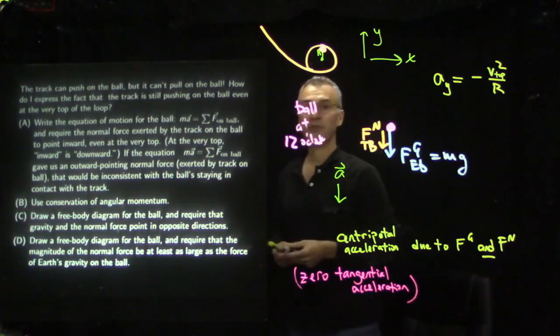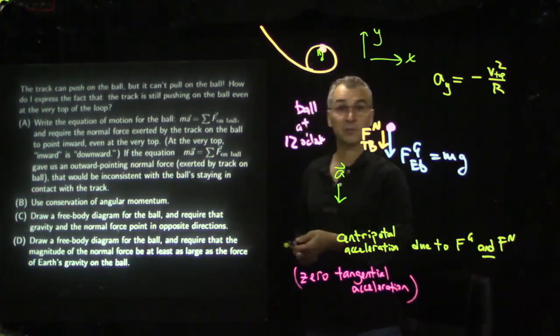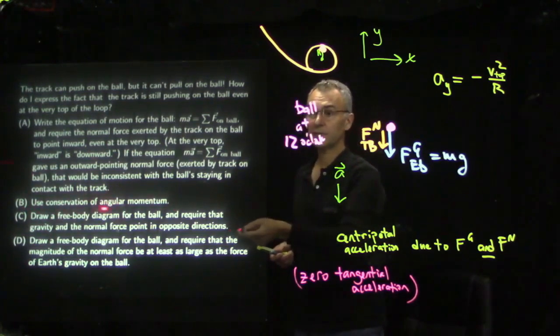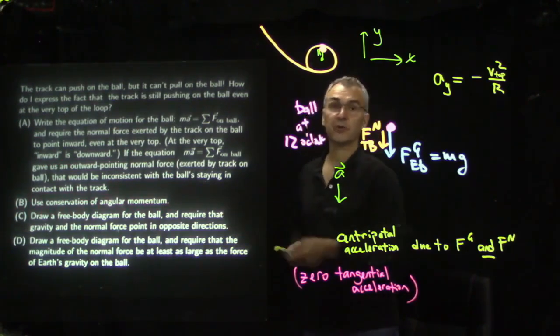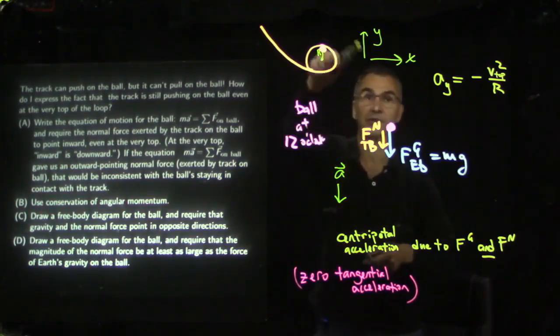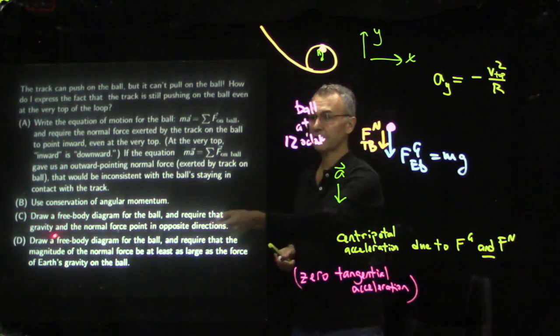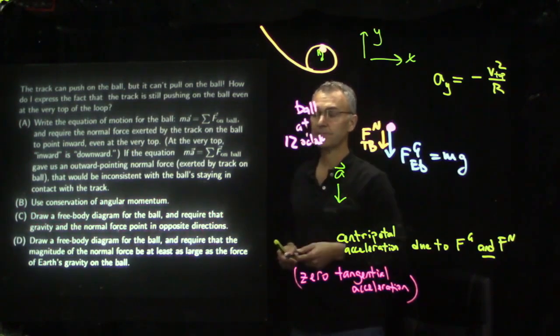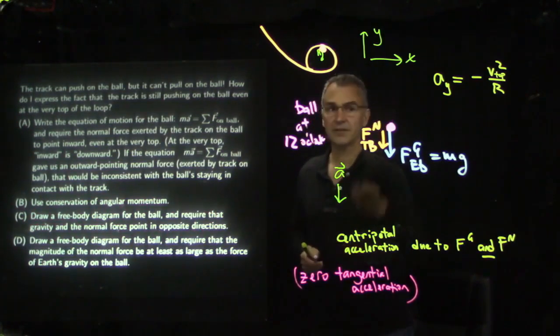Oh, B, use conservation of angular momentum. Why not? It's a brand new chapter 11 topic. Well, I think conservation of angular momentum is not really relevant here. One reason it's not relevant is we have an external torque due to gravity for a good chunk of the motion. Oh, draw a free body diagram for the ball and require the gravity and the normal force point in opposite directions. I don't think they want to point in opposite directions, actually. I think they want to point in the same direction.